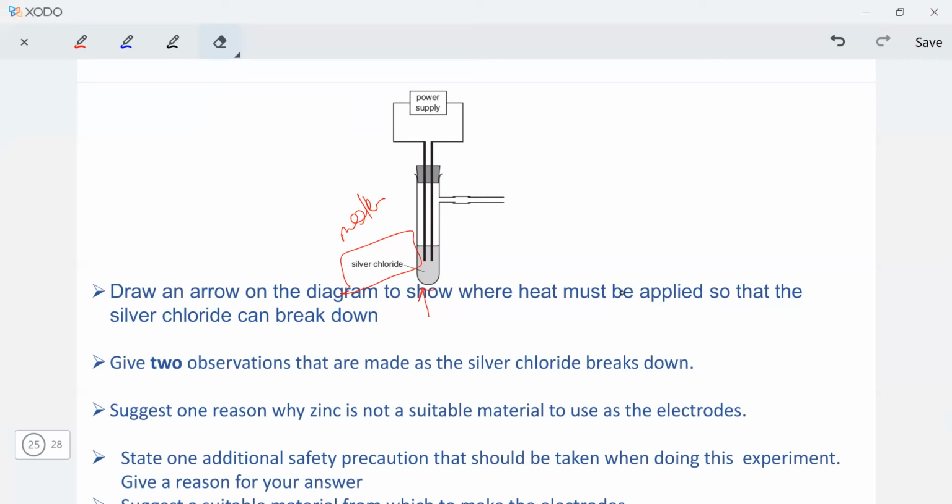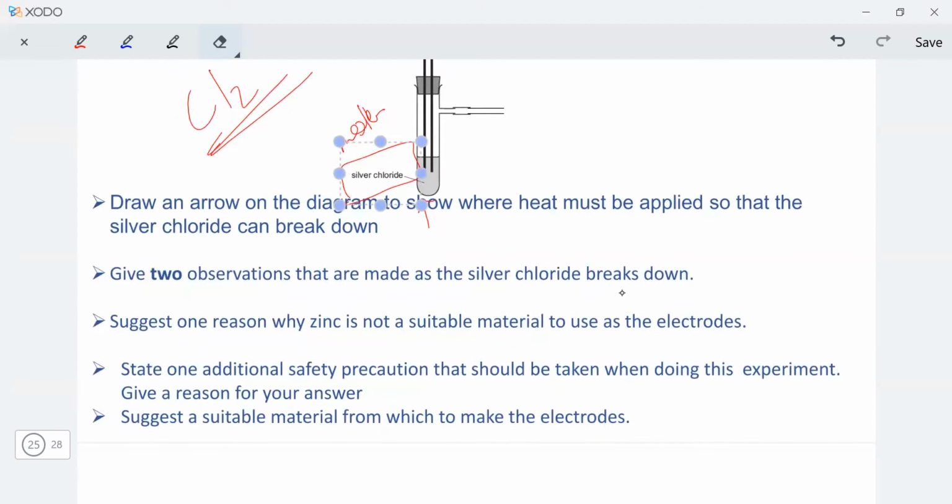One additional safety precaution that should be taken when doing this experiment, give a reason for your answer. Whenever you have an experiment that releases a gas, especially chlorine gas, a precaution for this is using a fume cupboard. Why? Because chlorine gas is toxic. You can also say a well-ventilated lab. Why? Because chlorine gas is toxic. Suggest a suitable material from which electrodes are made. If he is asking you for a metal, I'm going to go for platinum. If he did not specify whether it's a metal or a non-metal, I can say graphite.